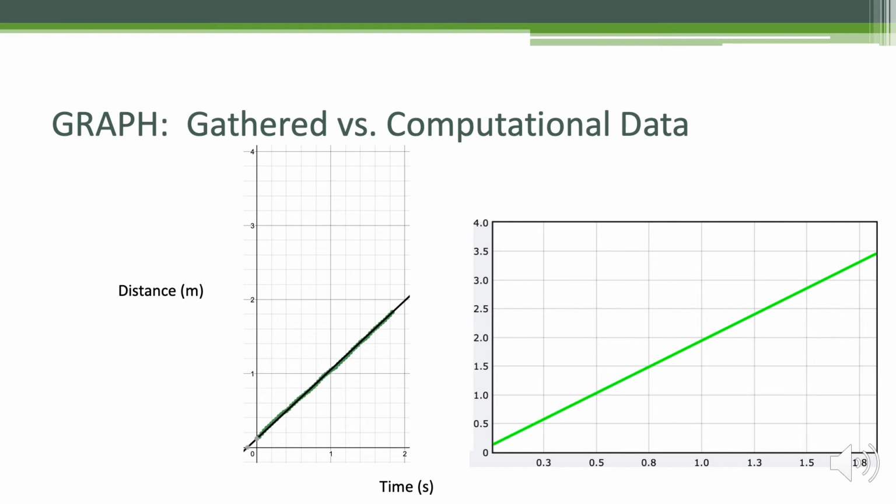On the left, we have the Tracker graph, and on the right, we have the GlowScript, which is the gathered versus the computational data. It is very important to note that both are positive linear relationships, meaning that they both have constant velocities. However, the velocities are different due to different slopes, and this is due to the fact of human error in Tracker, along with the fact that in real world we can't actually have no net forces.